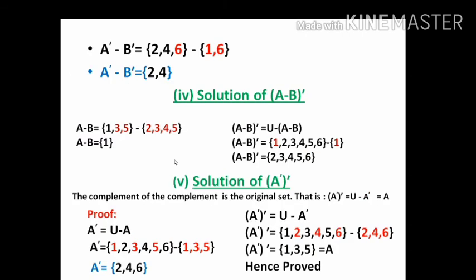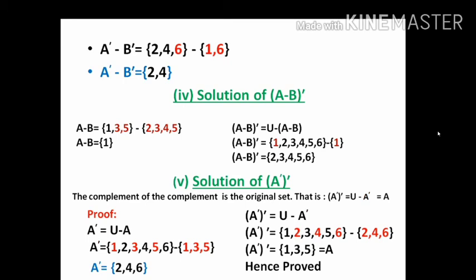So in the third step we will find the difference between A complement and B complement. Then A complement minus B complement is equal to members of the A complement set 2, 4 and 6, minus sign, then members of the B complement set. So the difference will come is equal to 2 and 4.